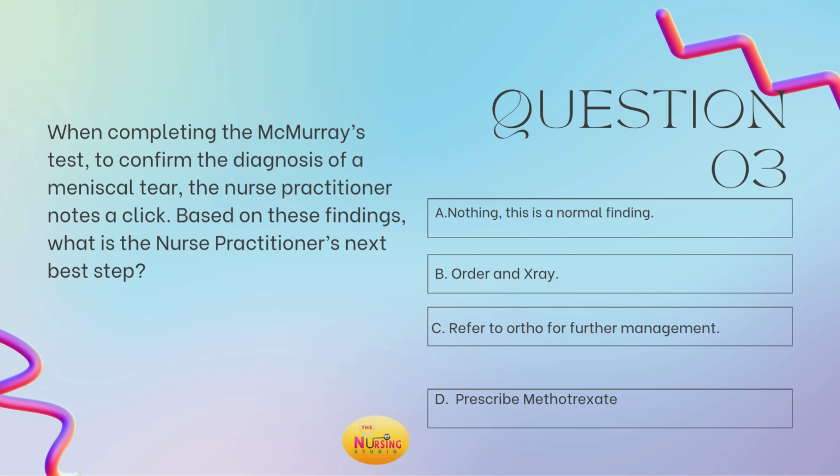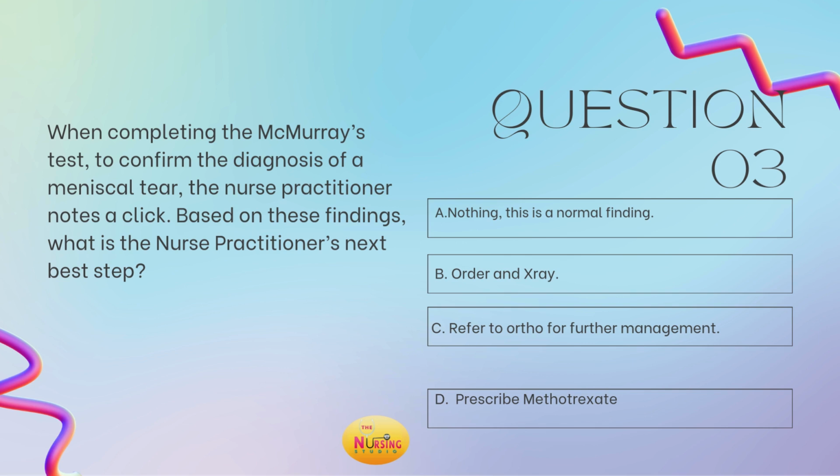All right, so the stem of the question states, based on these findings, what is the nurse practitioner's next best step? Again, I always tell you pay attention to that next and best step that it is asking you for, okay? So the nurse practitioner is doing the McMurray's test to confirm the diagnosis of a meniscal tear, and she hears a click. So first thing you need to think of is what does that mean? When we do the McMurray sign, the click is a common positive finding, right? So that means we have a confirmed diagnosis of a meniscal tear.